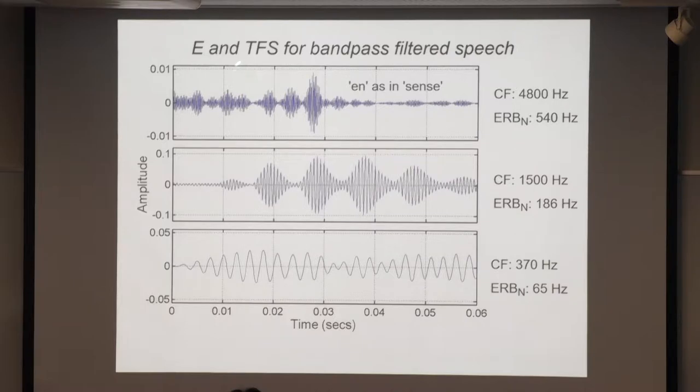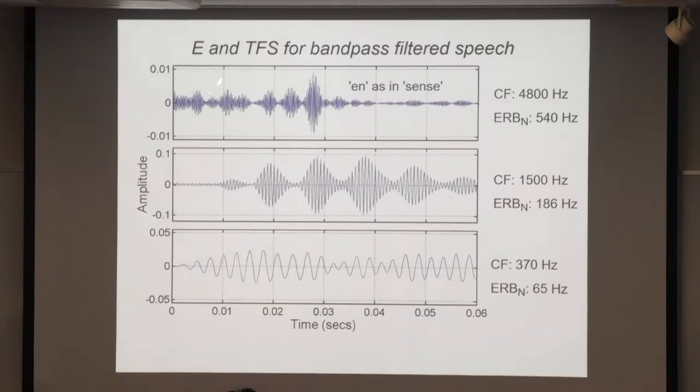I'm starting with a broadband signal, and any broadband signal is filtered in the cochlea into a series of narrowband signals. Here I'm showing a simulation of what you might see on the basilar membrane for three center frequencies: 370, 1500, and 4800. I've given here the normal bandwidth of the auditory filter at those center frequencies, and you can see that both the carrier and the envelope rates are lower at low frequencies. So here we have slow fluctuations in the carrier, and nerve spikes would tend to occur at peaks here and here and here in the temporal fine structure.